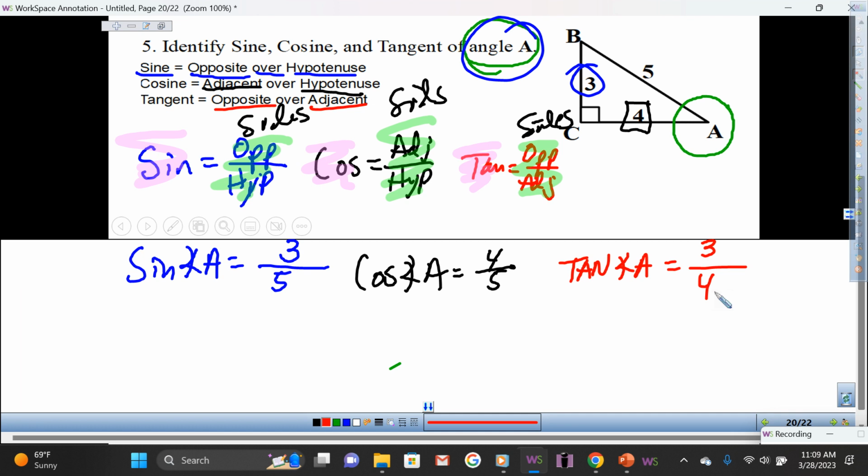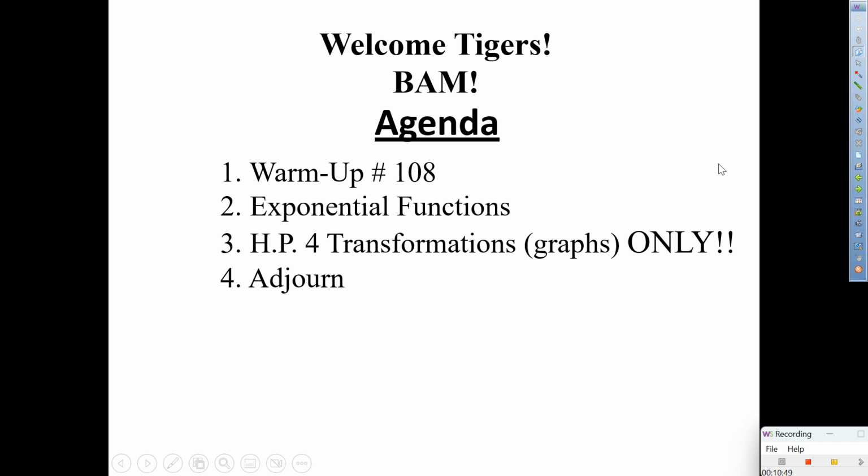All right, students, trigonometry. Fairly simple, straightforward, yes? All right, copy the agenda, please. Warm-up 108, exponential functions, 4 transformations tonight.